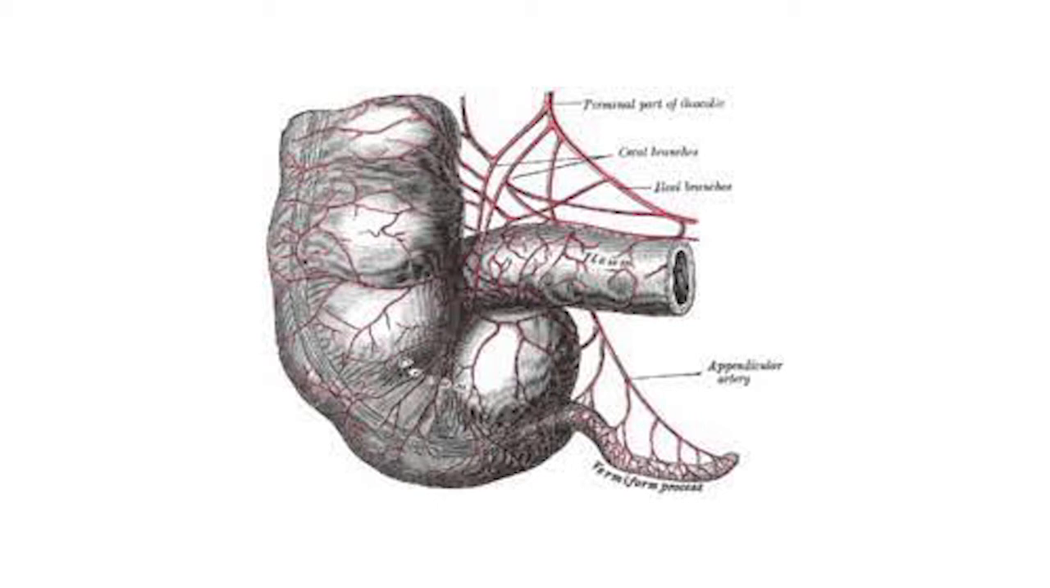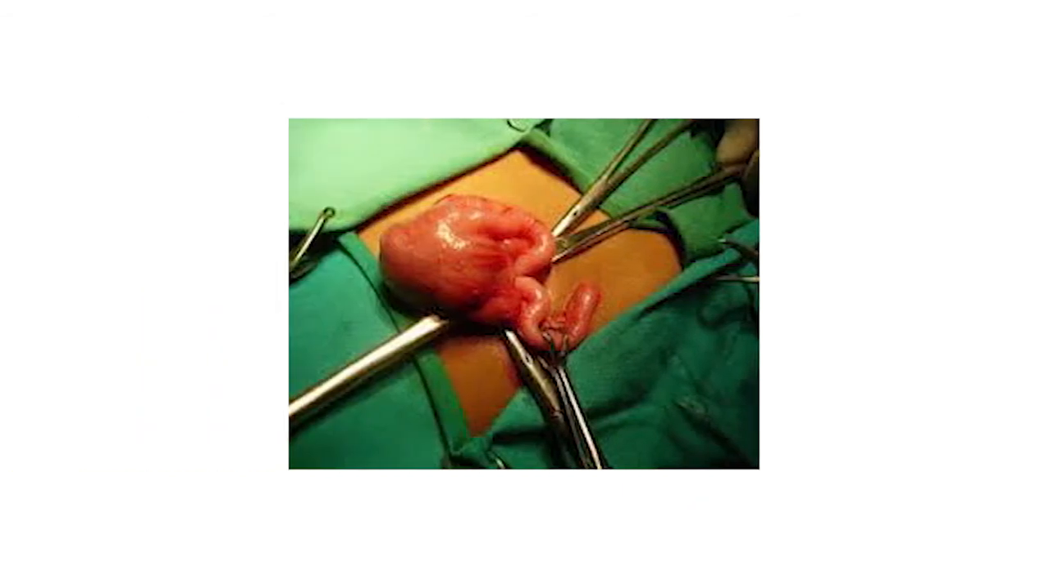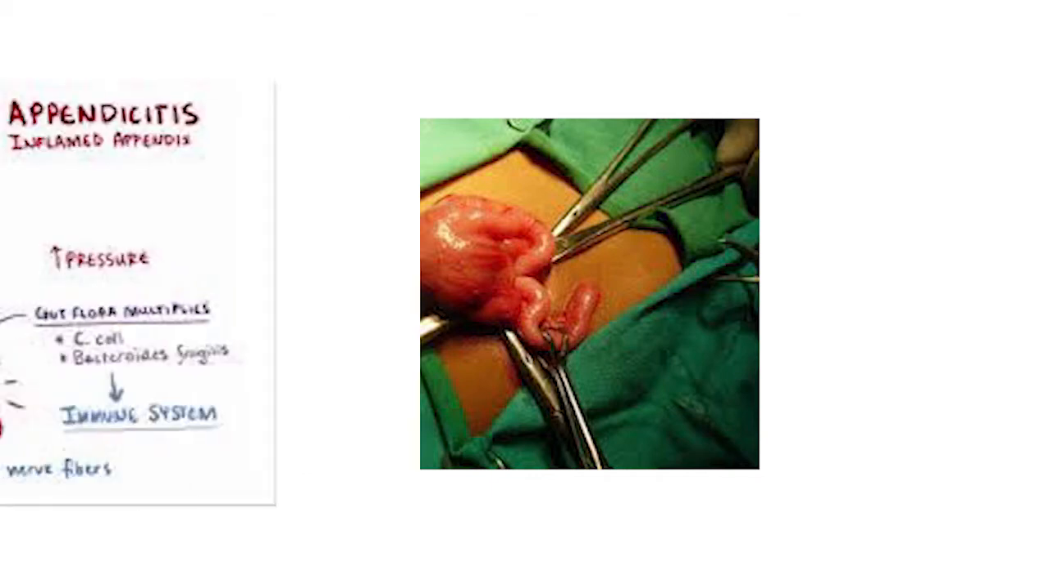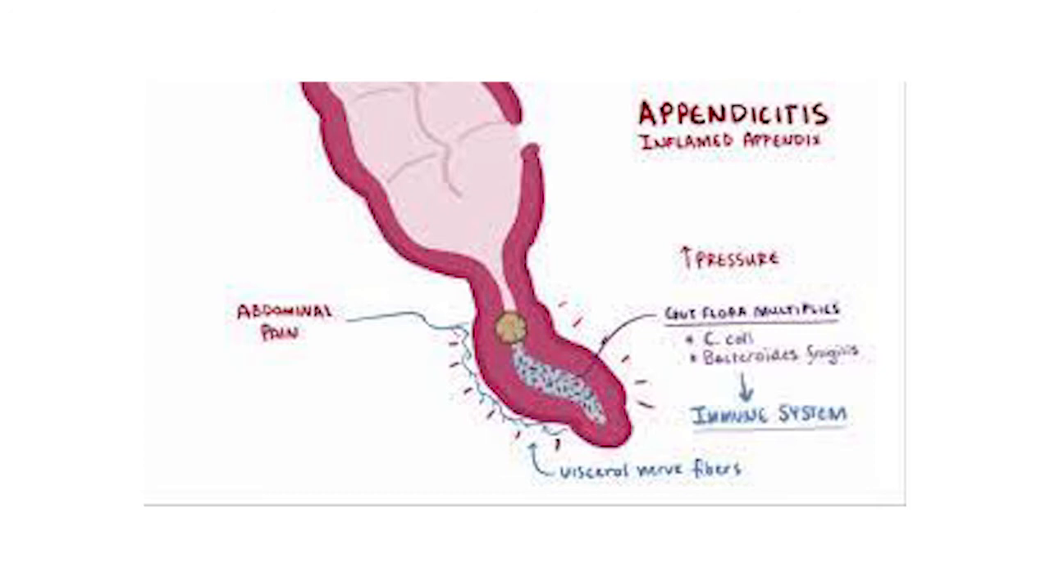This is the blood supply of the appendix, the mesoappendix, and the ileocecal junction is clearly seen. This is the surgery of the appendix, appendicectomy. The inflamed appendix is clearly seen on the image, and this is the cause of appendicitis. A fecalith is there, the lumen is obstructed and narrowed, and inflammation of the terminal appendix is seen.